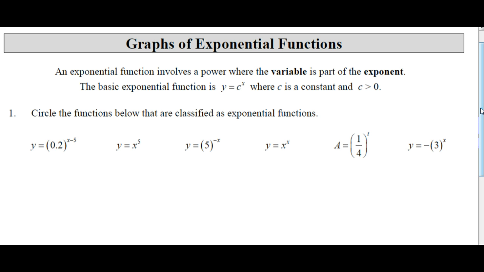So usually we see stuff like y equals x squared, y equals x cubed, right? And in that, the variable is the base, and we've got a number for the exponent. We're supposed to know the characteristics of a cubic, the characteristics of x squared. What's the end behavior? What are the intercepts? All of that stuff. That was polynomials, right? Now we're dealing with exponential functions, so the variable is in the exponent.